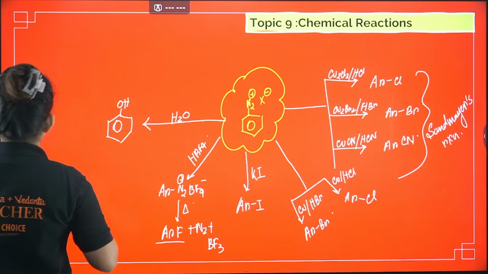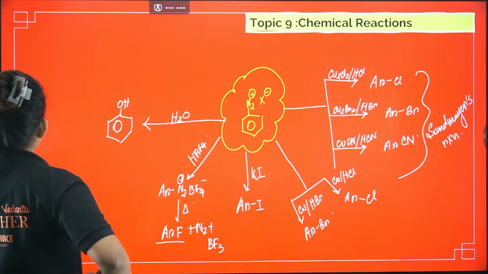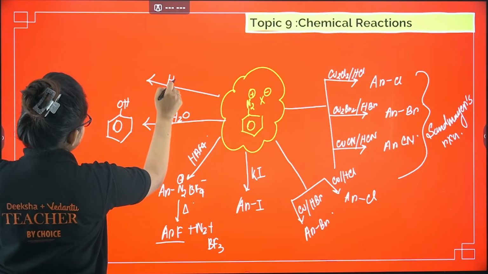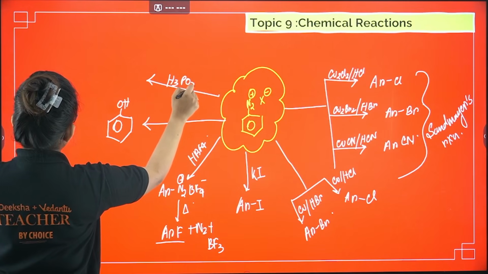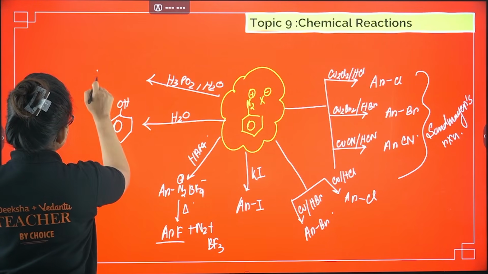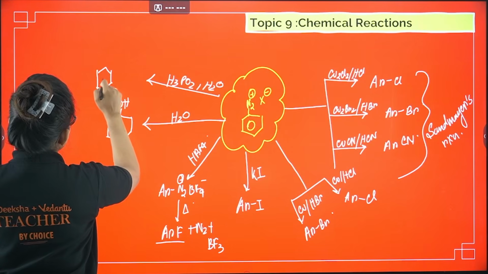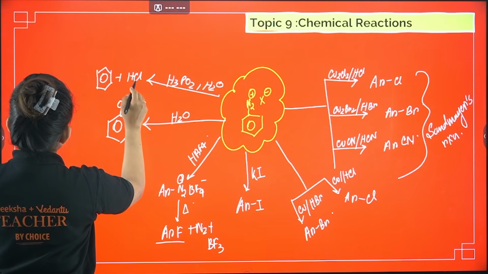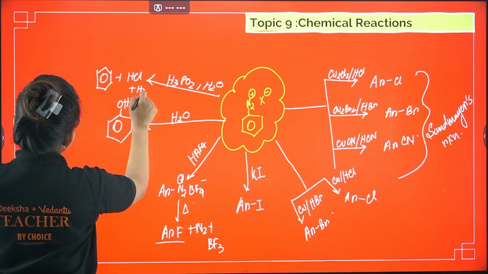What more I can do? I can give H3PO2 in presence of water. That will give you the benzene ring itself, along with HCl plus H3PO3.